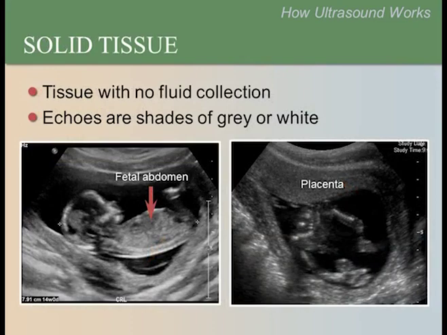Unlike cystic tissue, solid tissue has no fluid. Therefore, it will reflect some echoes. While cystic tissue will appear black, solid tissue will appear gray or white. The left image shows the fetal abdomen, and the right image shows a placenta. Both are shades of gray or white. Please also notice the fetal arms in the image to the right. The red lines trace the arms from the shoulder to the hands.